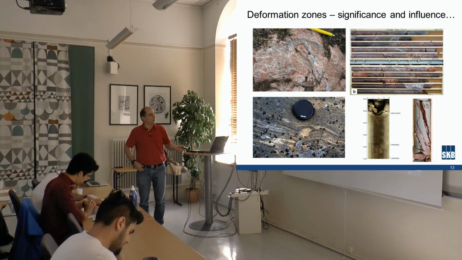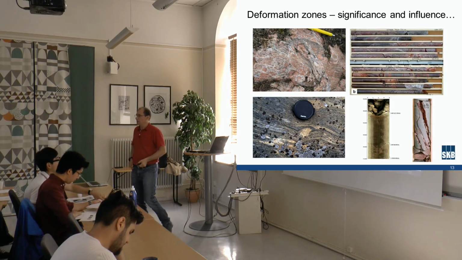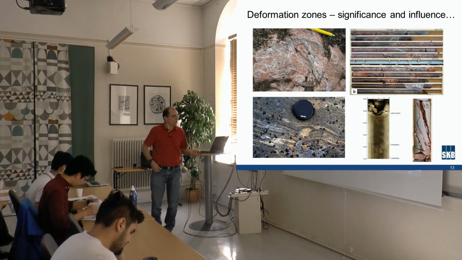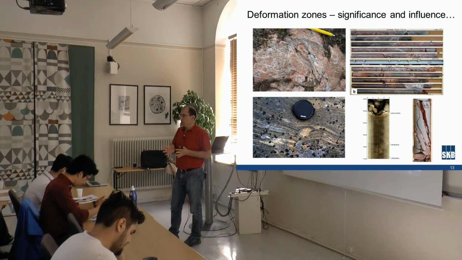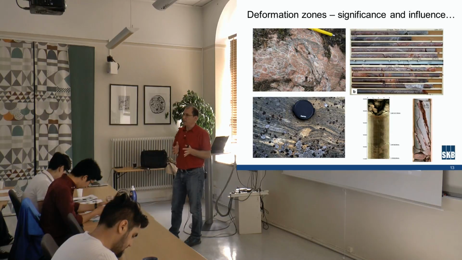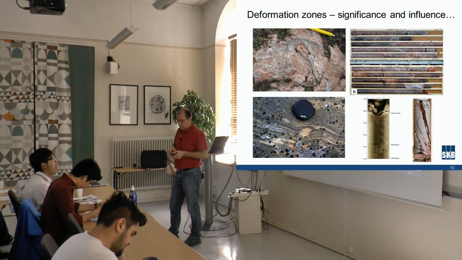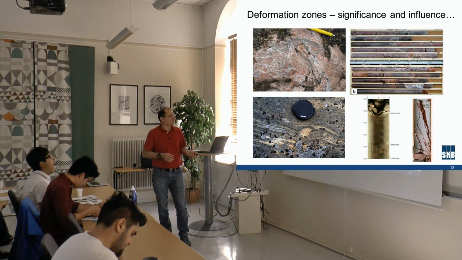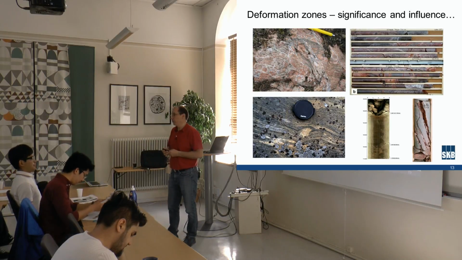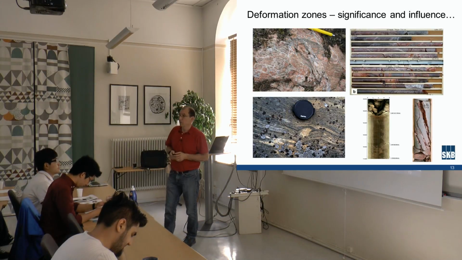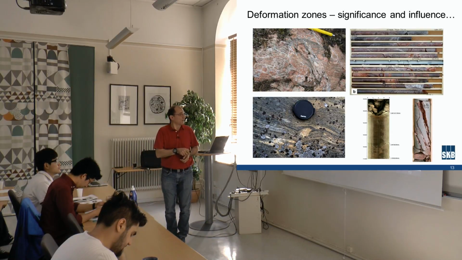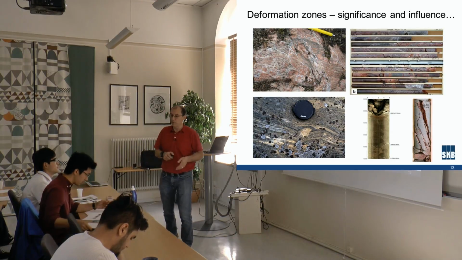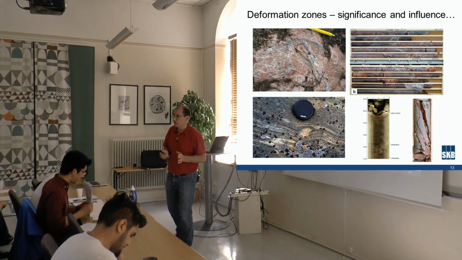This we call ductile deformation. When this was deformed, it was quite hot. So no fracture, it's hot, it's plastic, it's ductile. This type of zone is harmless for our purposes because there are no fractures. So for undeformed rock and ductilely deformed rock, the hydro properties are the same.